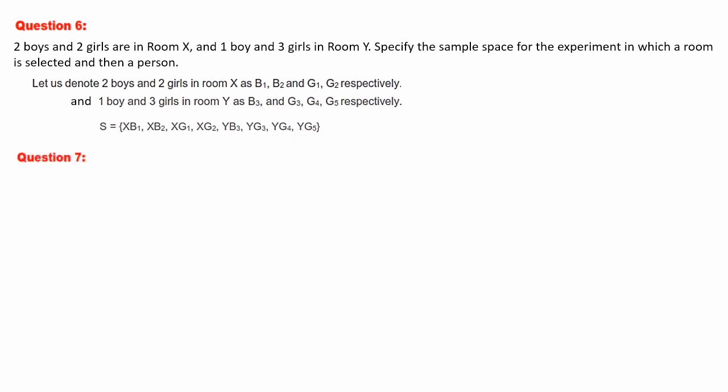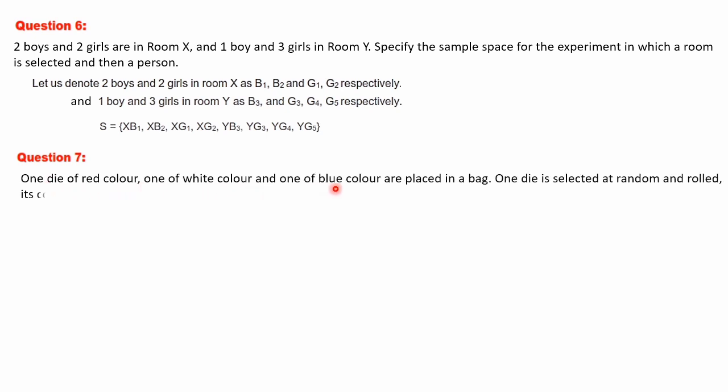Next is question number 7. One die of red color, one of white color and one of blue color are placed in a bag. One die is selected at random and rolled. Its color and the number on its uppermost face is noted. Describe the sample space. Here, one die of red color, one of white color and one of blue color, total 3 dice. One is red, another is white, another is blue. And the experiment mentioned here is that one die is selected at random. So without any preference you are choosing one die. It can be red, white or blue.